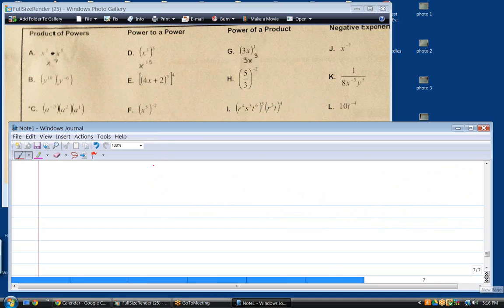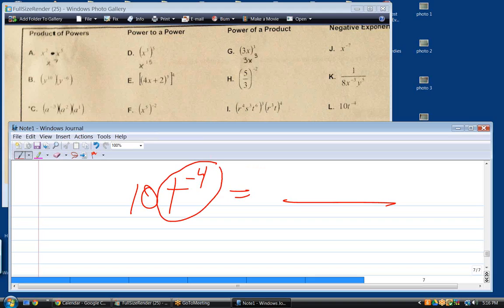How about L? What is this equal to? I'll give you a hint. It's got a fraction. Wouldn't it be t to the fourth over 10? You've got it opposite. In other words, this part here becomes t to the fourth down there. The 10 stays where it's at.